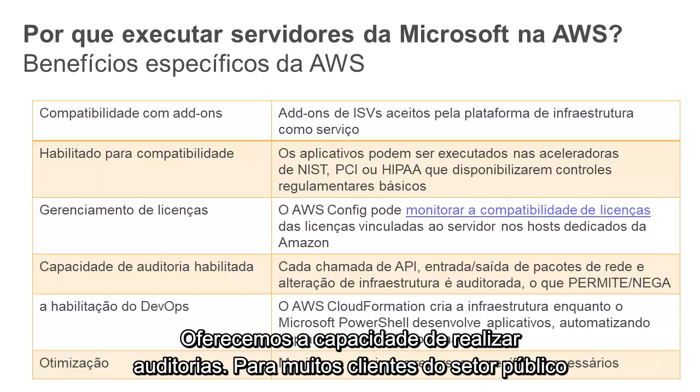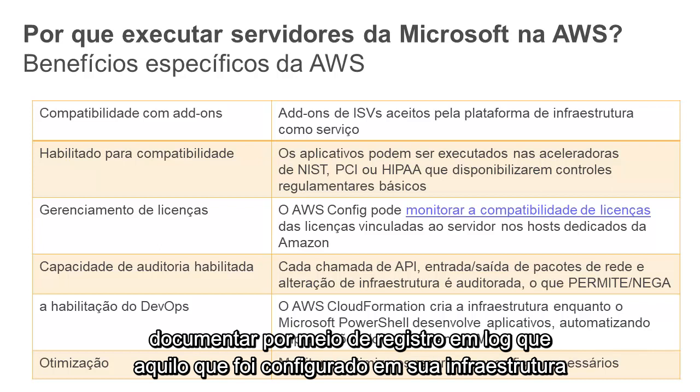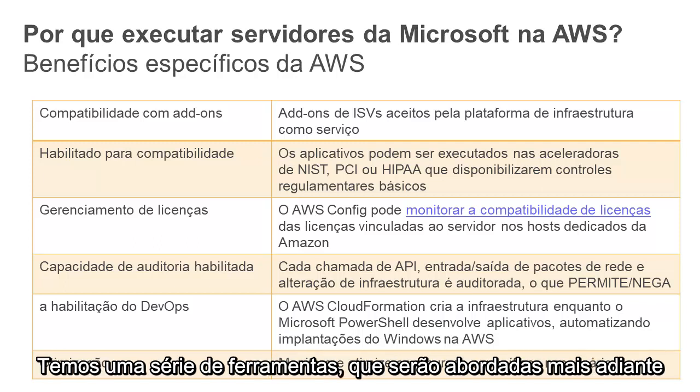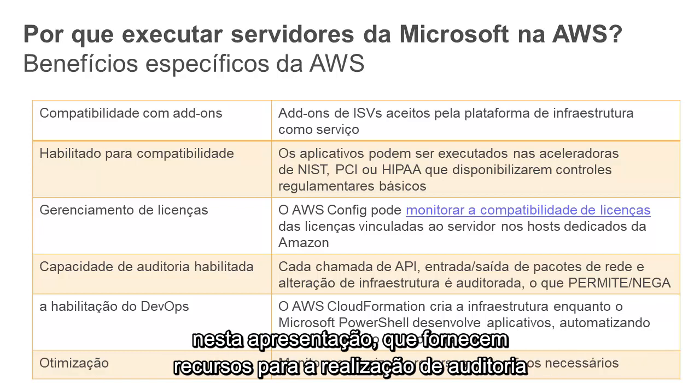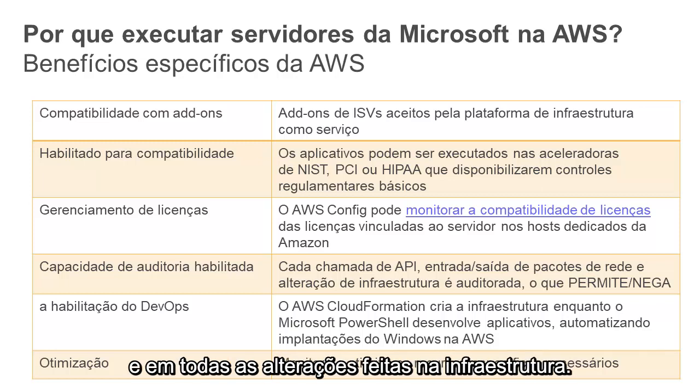We enable auditability. So for a lot of federal and public sector customers, it's very important to be able to document through logging that what you've set up on your infrastructure is exactly and only what you're running on your infrastructure. And so we have a number of tools, which I'll cover a little further in the deck, that provide auditability of what happens on AWS, of the network layer, and of all changes that are made to the infrastructure.